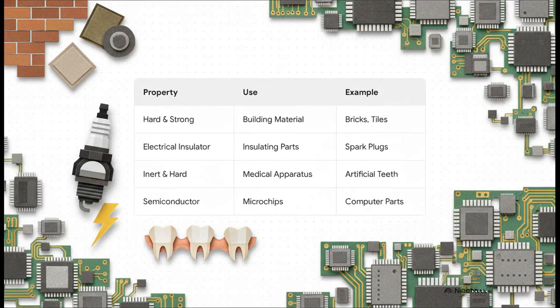And this just shows how versatile ceramics are. You can directly connect the property to the use. Because they're hard and strong, well, we use them for bricks and tiles in construction. Because they're great electrical insulators, they're essential for things like spark plugs. They're so inert and hard, they're even used for things like artificial teeth and even as semiconductors in computer chips.